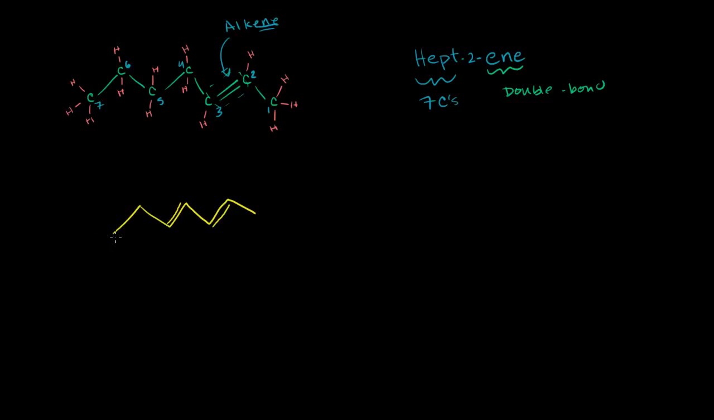Well, once again, we have 7 carbons. 1, 2, 3, 4, 5, 6, 7. So we're still going to have a hept here. And it's still going to be an alkene. So we put our ene here. But we start numbering once again closest to the closest double bond. So 1, 2, 3, 4, 5, 6, 7. But now we have a double bond starting at 2 to 3. So it'd be hept-2. And we also have another double bond starting from 4 and going to 5. So hept-2,4-ene. That's what this molecule right there is.